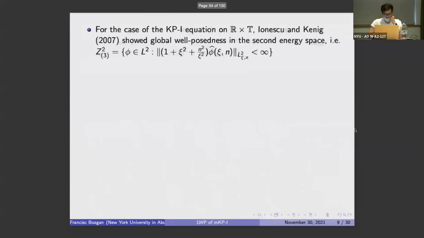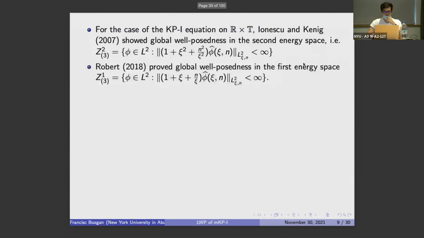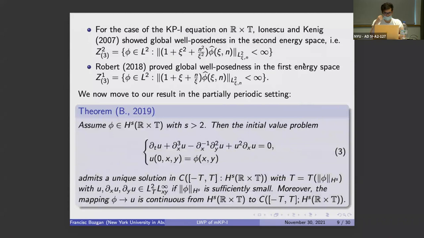Now, if we change the domain and consider partially periodic or periodic cases in the variables, we have some other results. For the KP1 on R cross T, Ionescu and Koch in 2007 showed global well-posedness in the second energy space. You notice that here we have to bound two derivatives in x and y. Then Robert in 2018 proved global well-posedness in the first energy space for this case. And for the modified one, we have this type of result. If phi is the initial data in H^s with s greater than 2, then the modified KP1 on R cross T will be locally well-posed, with T depending again on the H^s norm of the initial data, if the H^s norm is sufficiently small. And again, the flow map is continuous.